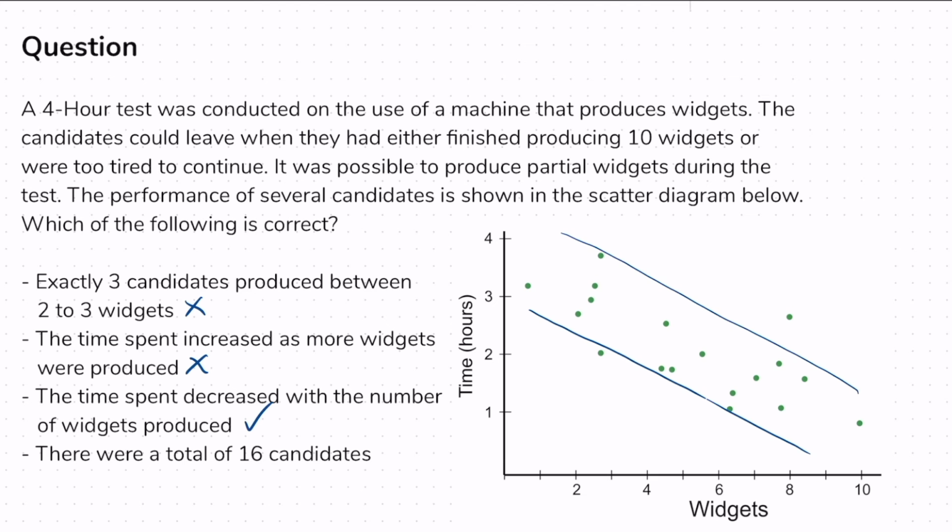The last thing to do is to count them. And there are not 16, there are 18 candidates. So the one that's true is that the time spent decreases with the number of widgets produced.